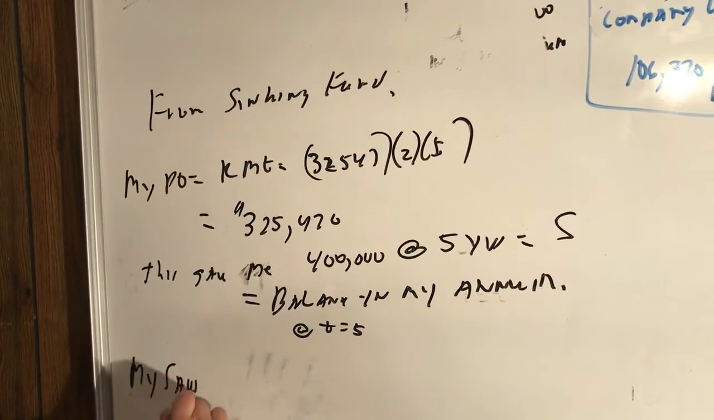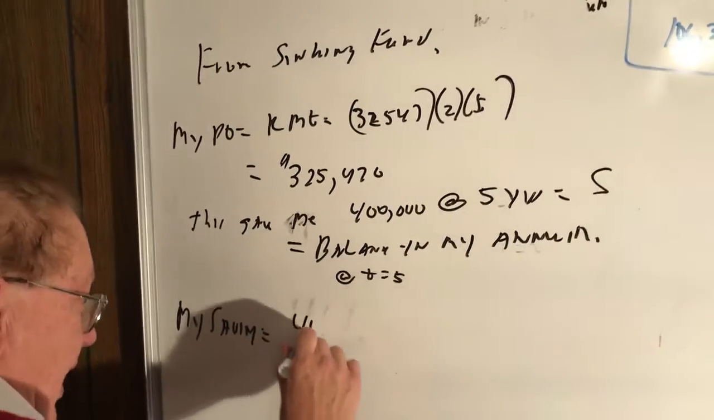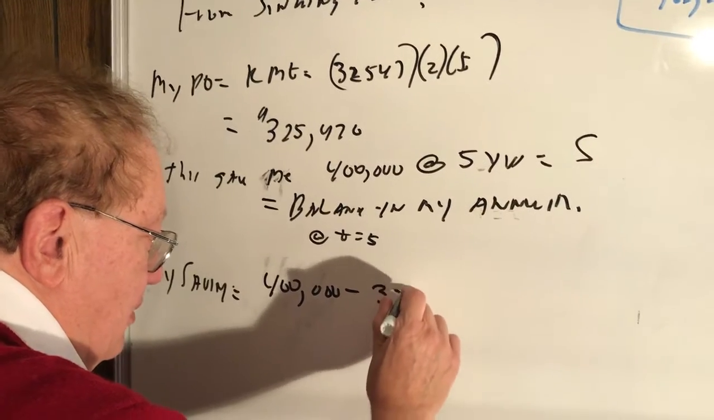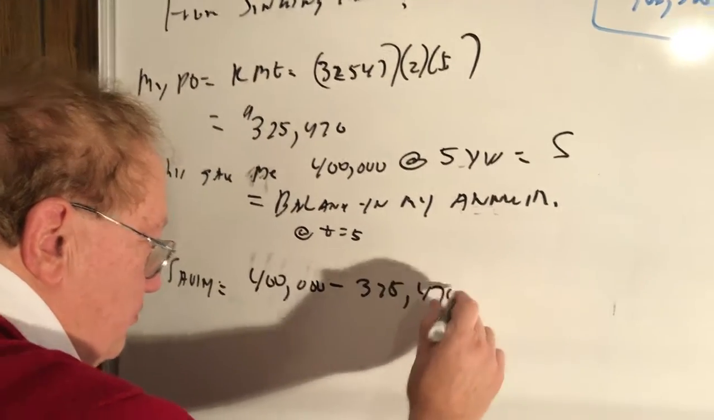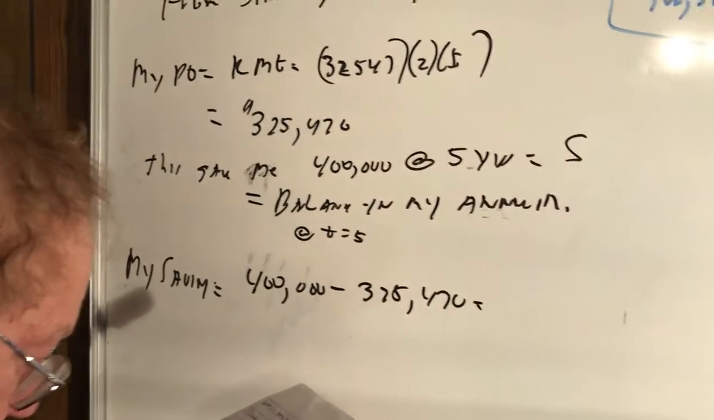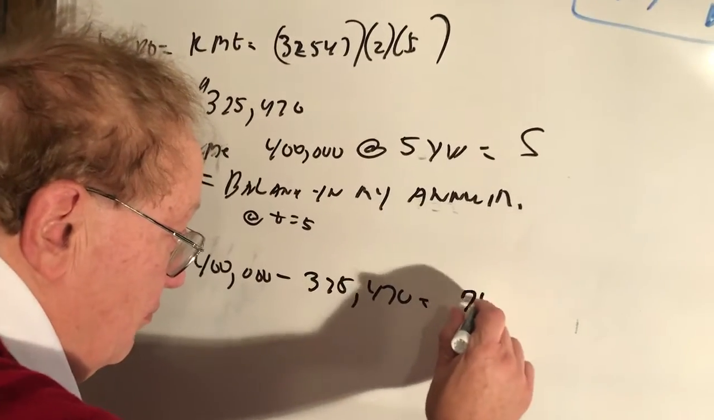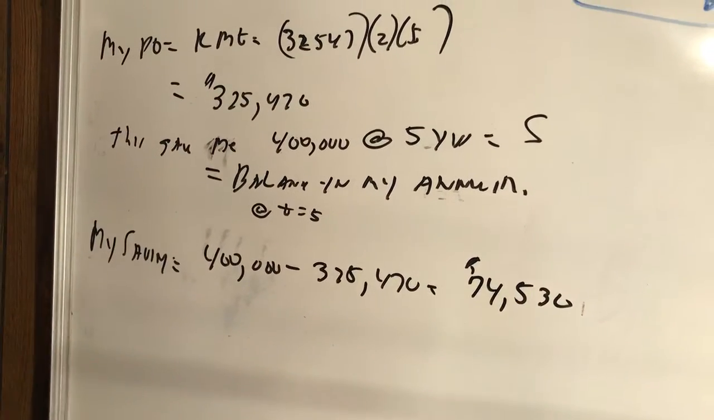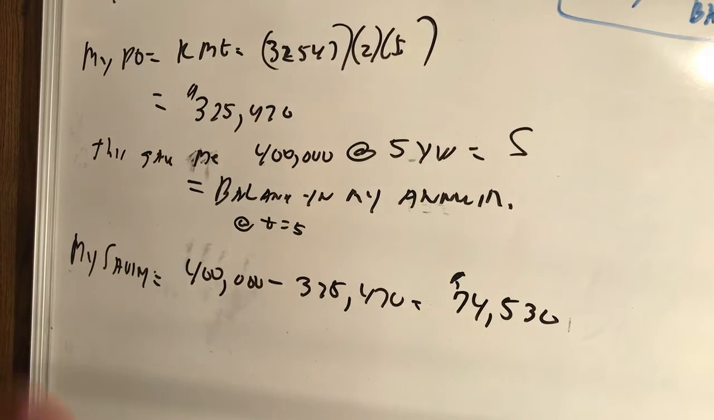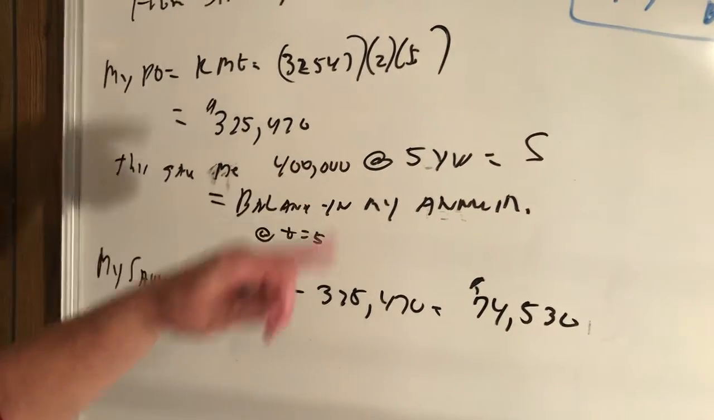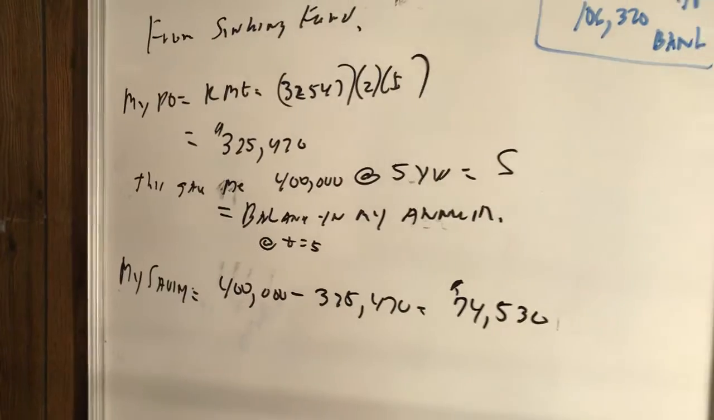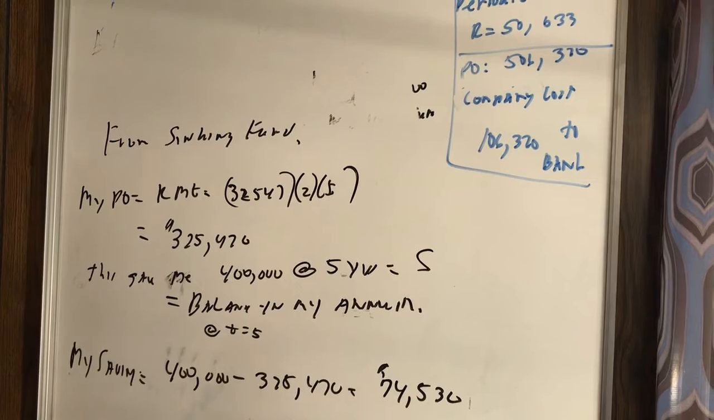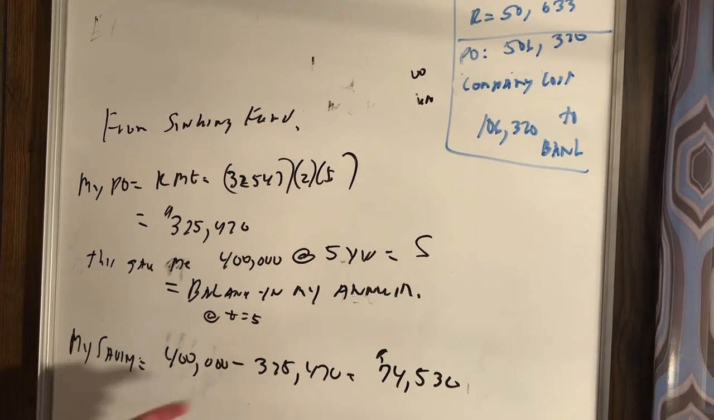My savings is 400,000 minus 325,470. So my savings came out to be 74,530. Now that's just the sinking fund. Of course, a lot of that's going to go back into interest. But look what I saved by not putting it into the bank. I would have had to pay the bank $106,320. Okay? Basically, I saved money, which is going to go back to the bank.